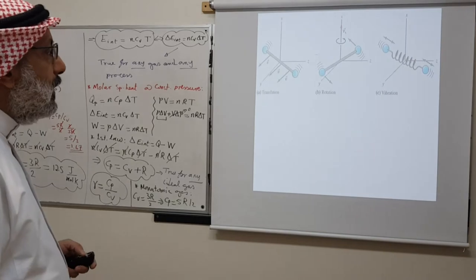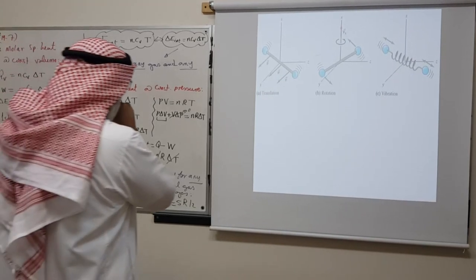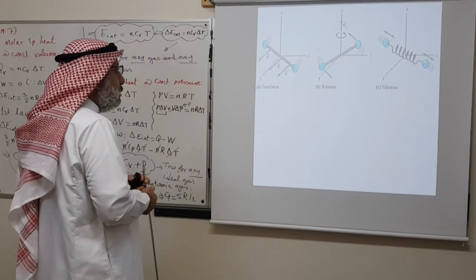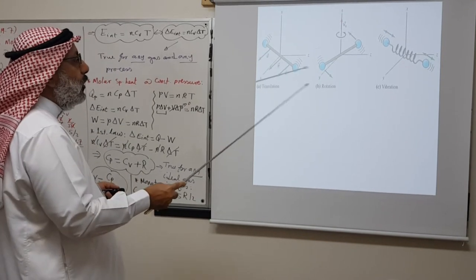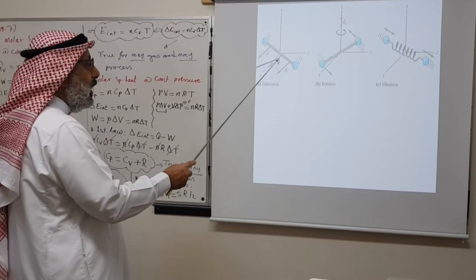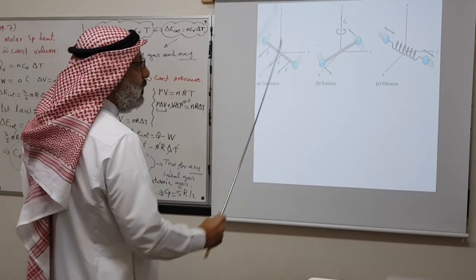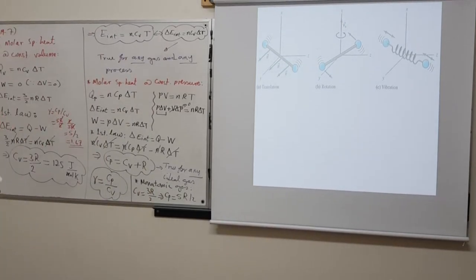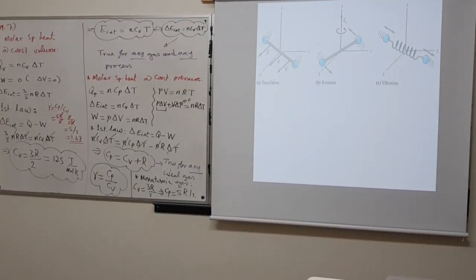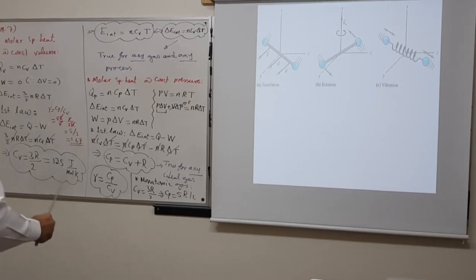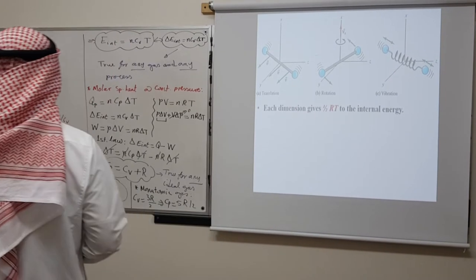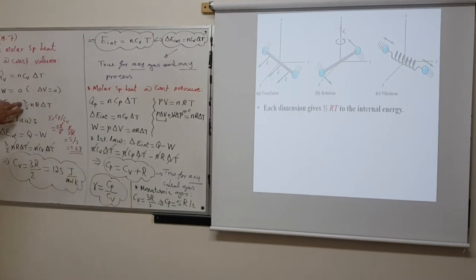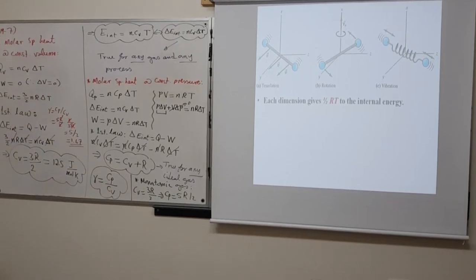Well, in diatomic gases, remember that the molecule can translate, and in addition, it can rotate and vibrate. So there are two extra motions that can be carried out by the molecule. How does that affect CP and CV? Well, each dimension gives 1/2 RT to the internal energy. That is what we have here, okay?